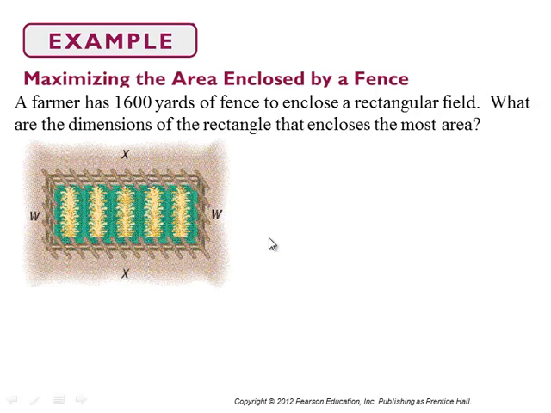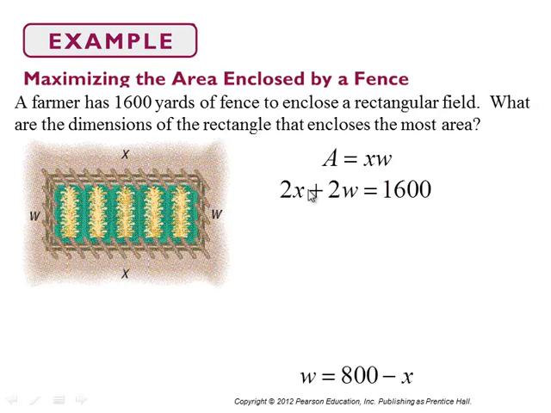So think about what we've got. We've got the perimeter being equal to 1,600, and we know that the area of a rectangle is the length times width. Now, we have two equations with two unknowns. The second equation is acting kind of like a constraint. We can take this second equation and solve for one of the variables. For example, we could solve for w.